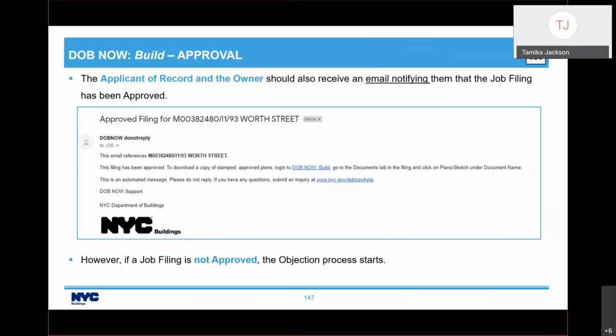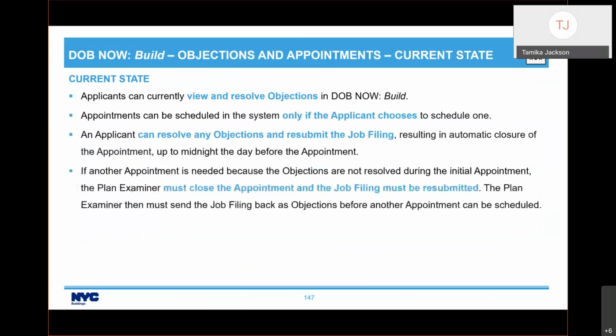So let's talk about what happens if you're not approved and the objection process starts. Currently, objections can be resolved in DOB Now with features such as scheduling appointments and making changes. However, we have enhanced the objections features to speed up the resolution process.